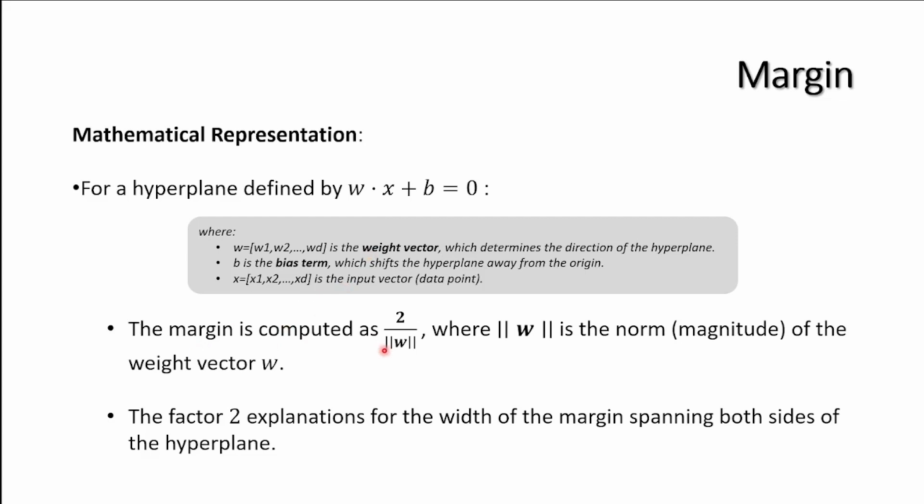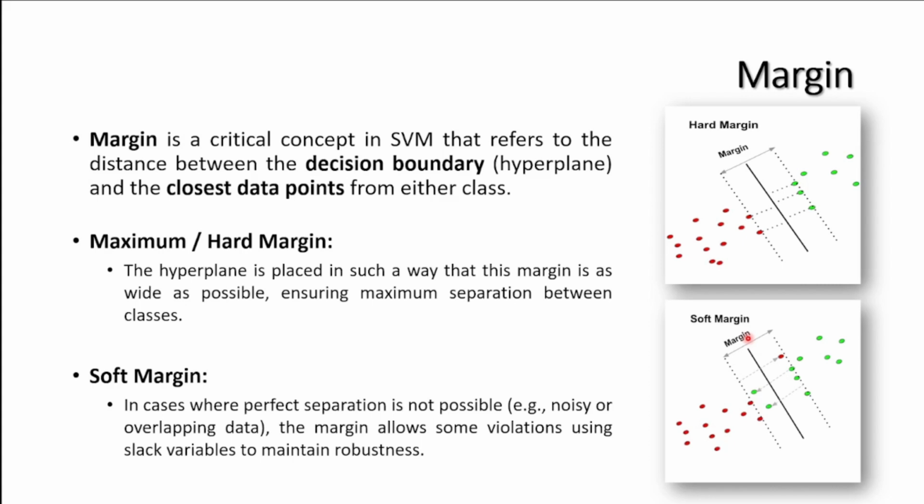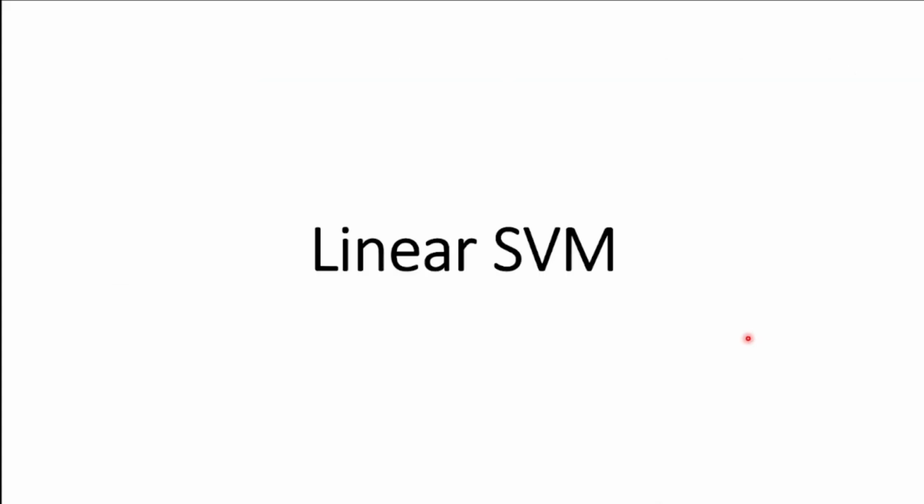So the margin is computed as 2 over ||W||, where ||W|| is the norm, or we can call it the magnitude, of the weight vector W. So this one is the weight vector. The factor 2 over here basically means the width of the margin spanning both sides of the hyperplane. So the 2 means this one, guys.